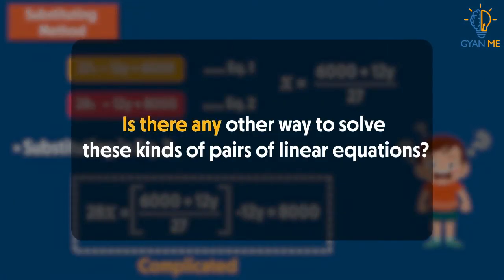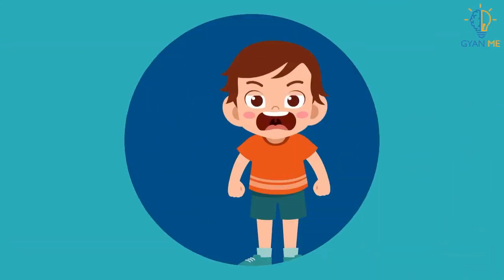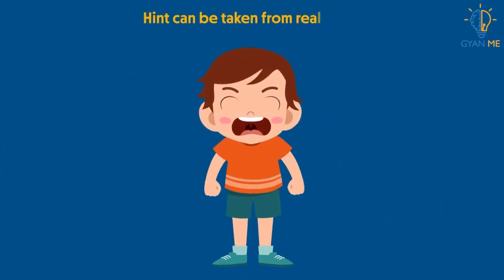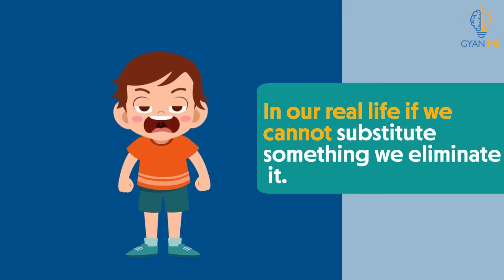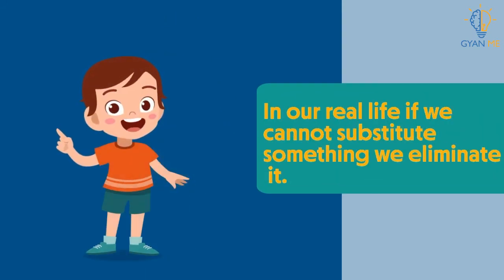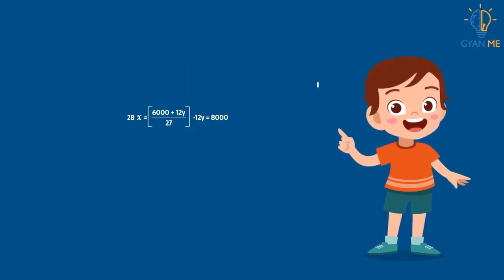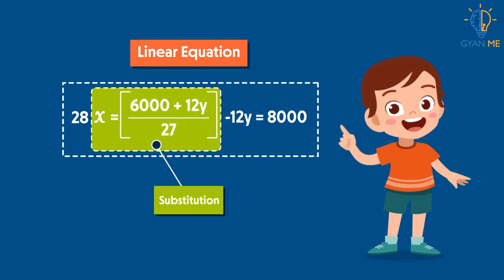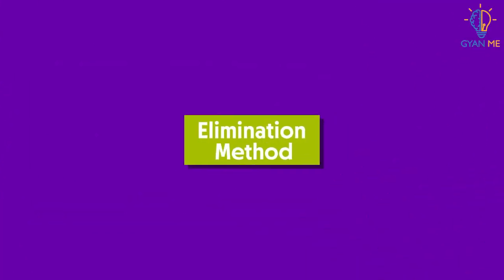Is there any other way to solve these kinds of pairs of linear equations? Well, a hint to solve such pairs of linear equations can be taken from real life. In our real life, if we cannot substitute something, we eliminate it. Similarly, in the case of linear equations too, when the substitution becomes inconvenient, we eliminate the variable. Yes, to solve such a pair of equations, we use another algebraic method called the elimination method.